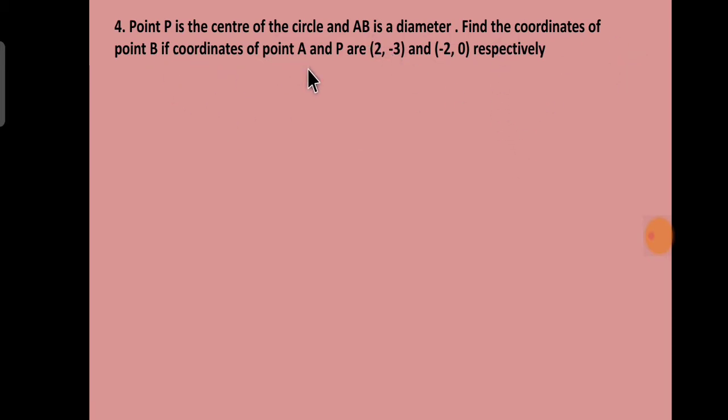If coordinate of point A and P are 2, -3 and -2, 0 respectively. या ठिकाणी A चे coordinate काय आहेत 2, -3 and the coordinate of P are -2 and 0. And the name of segment is AB. Segment चे नाव काय आहे AB and AB is the diameter and P is the center of circle.